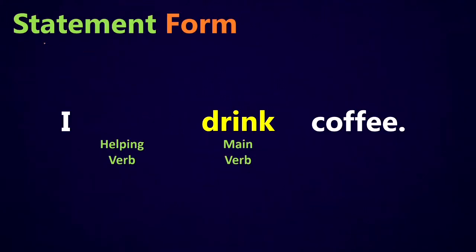For example, if we look at a basic statement in the present simple, we would say, I drink coffee. So if we look at this, we can see there's a main verb, which is drink, and there's no helping verb here. So in the present simple, in a statement, we don't normally use a helping verb. We just use the main verb, and the main verb will be in the base form. The base form is the form of the verb that you find in the dictionary. It hasn't been changed at all.